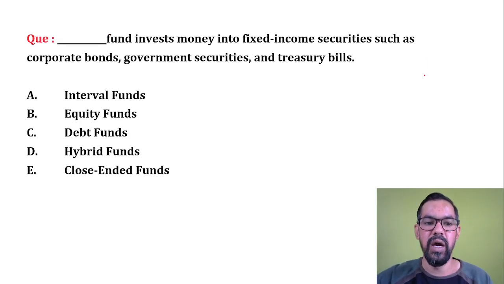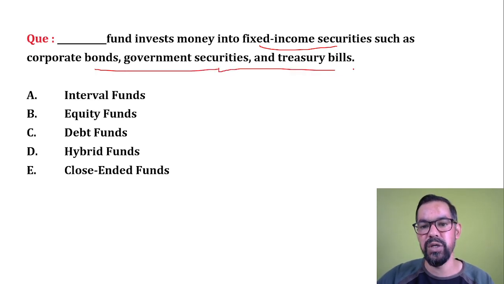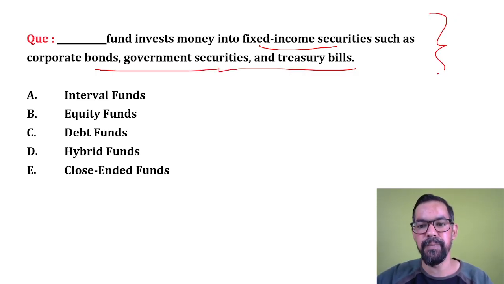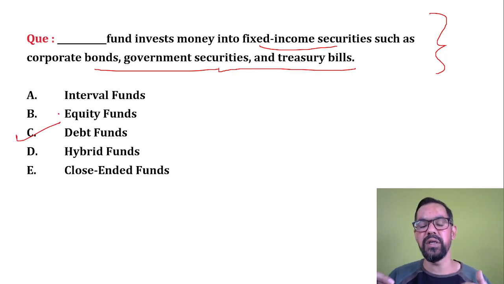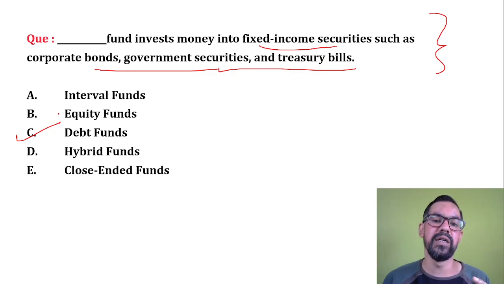Next question. Which fund invests money into fixed income securities such as corporate bonds, government securities, and treasury bills? So what will be your correct answer? Debt funds. Debt funds are the type of mutual fund where the fund manager invests entire money into fixed income securities, or we can say bonds.